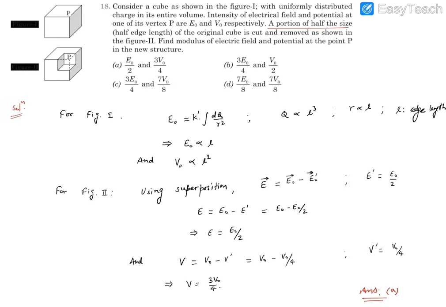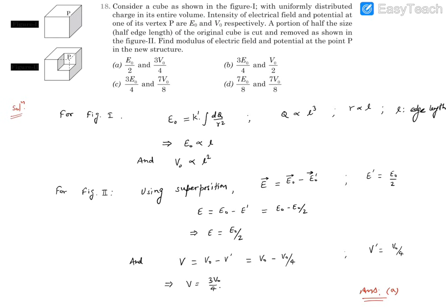A portion of half of the edge size of the original cube is cut and removed from this, which is shown in this figure 2. Find the modulus of electric field and potential at the point P in this new structure. So ultimately the question is this: out of a solid cube, a small cube has been taken away. This small cube has an edge length half of the original one. So we need to find again the field and potential at the same point, whereas initially they were known to us.